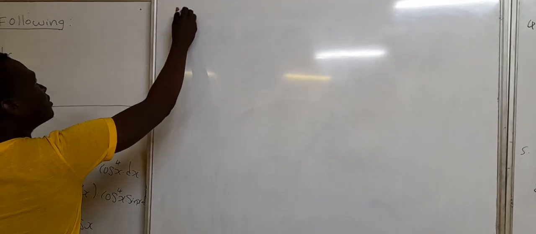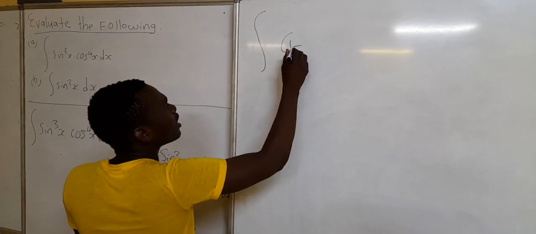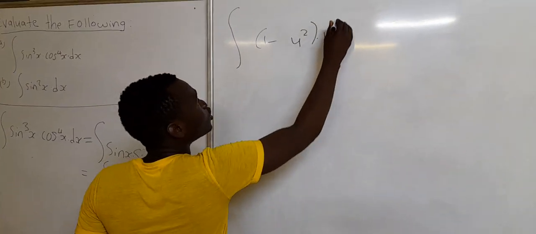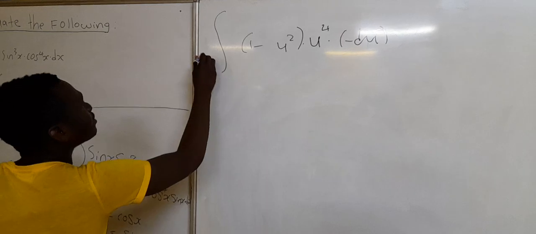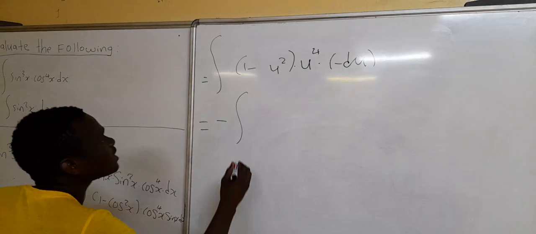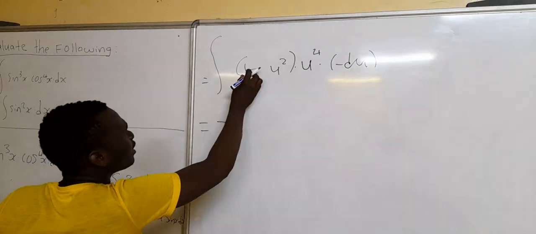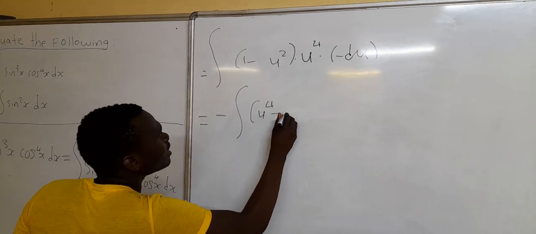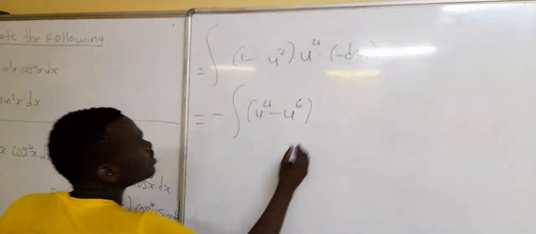It will be the integral of, where there is 1 minus u square, where there is cos x, I'm going to put u, so u to the power 4 times negative du. This is minus. You can take minus 1 outside of the integral since it is a constant. And distribute this u to the power 4 to remove the brackets. So this will be u to the power 4 minus u to the power 6, since this one times this one is u to the power 4 and this one times this one is u to the power 6, times du.